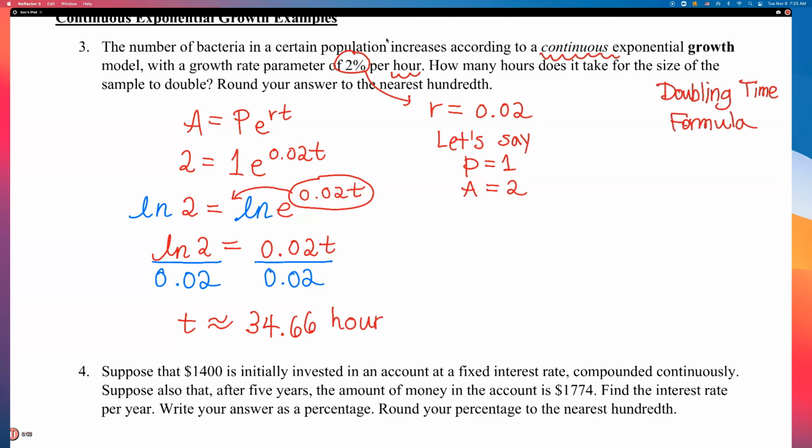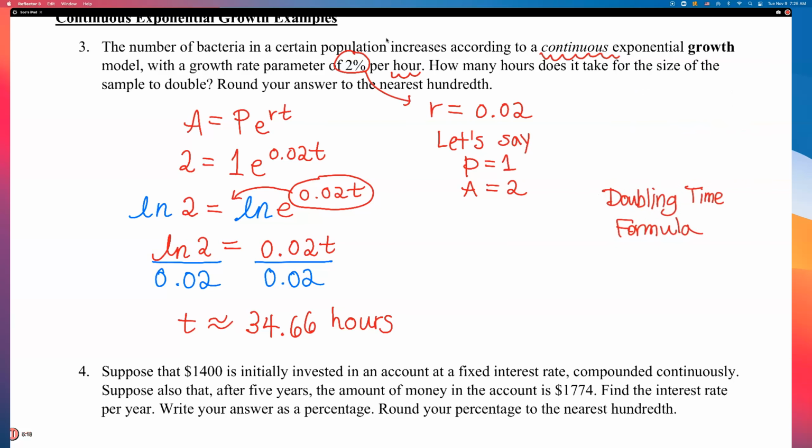So it's going to take about 35 hours for the number of bacteria to be doubled if it has a 2% growth rate per hour. So here's a doubling time formula for you, okay? You don't have to solve it every time you are asked to find the doubling time.